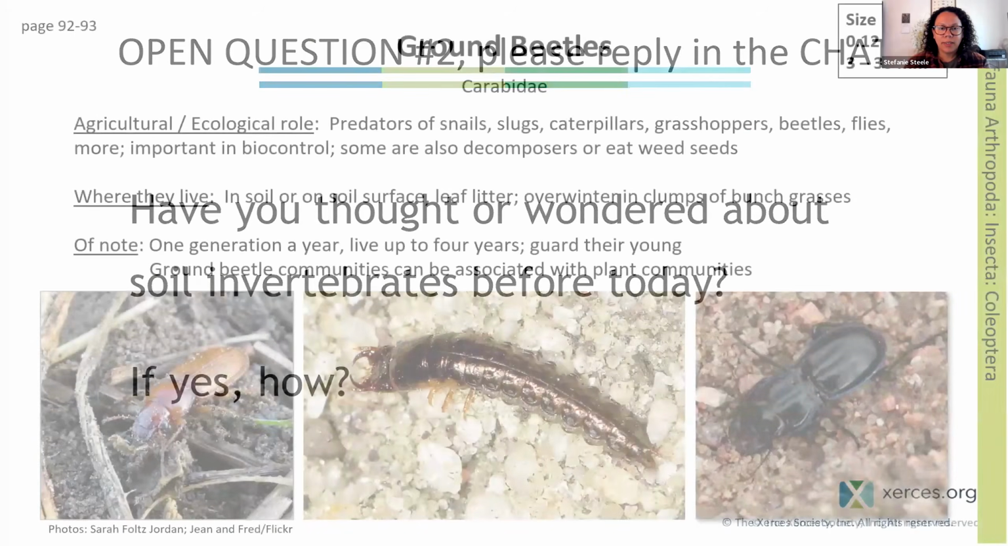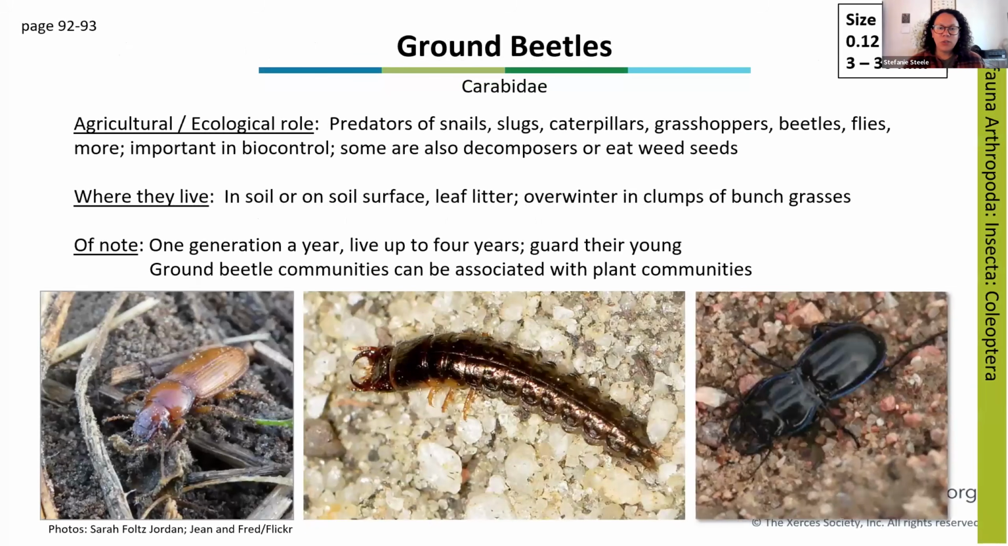All right. So moving on to insect macrofauna. Our first insect macrofauna will be ground beetles. Ground beetles, the adults in particular, have these ridged wing covers, which we really can see well with this photo on the left. You can see those lateral ridges on the wing covers. They help protect their wings when they're digging in the soil.